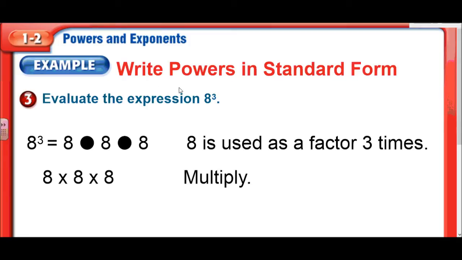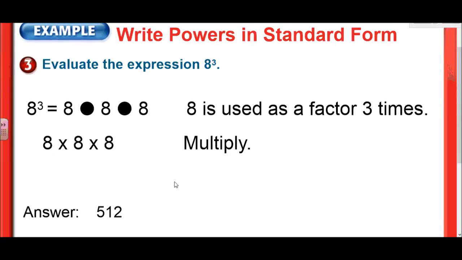Okay, a little bit different. Now we're writing powers in standard form. Standard form is the answer, the single number that the exponential way of writing the number equals. So here we have the exponential form, 8 to the 3rd, which equals 3 8s being multiplied. So let's see, what is 8 times 8 times 8? Well, 8 times 8 is 64. And then 64 times 8, did you get it? 512.